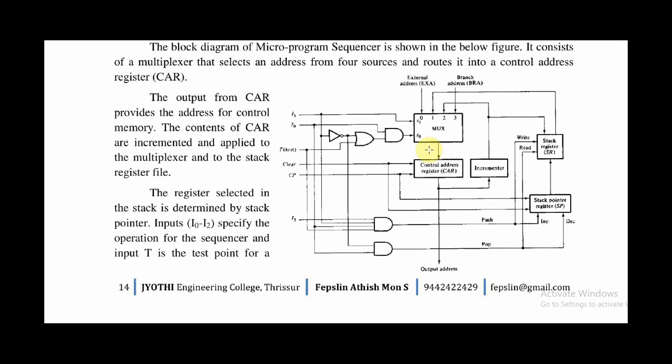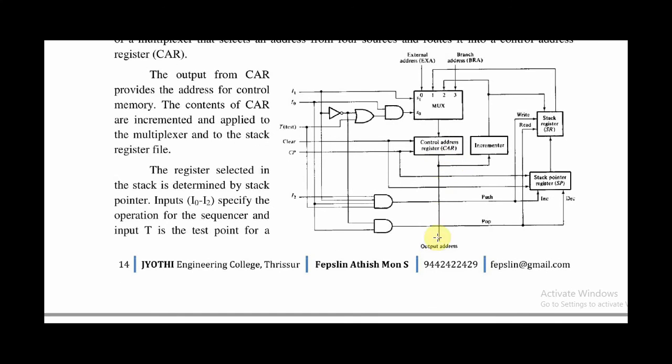For example, if you want to give an external address, the control address register will get an external address from the MUX, or if it requires a branch address, this MUX will provide the branch address to the CAR, that is the control address register. And if it requires an auto increment, that is the next instruction, it will be given through the incrementer. Like this the control address register will perform, and it will finally provide the output address to the control word memory or control memory. That address location will be fetched and executed.